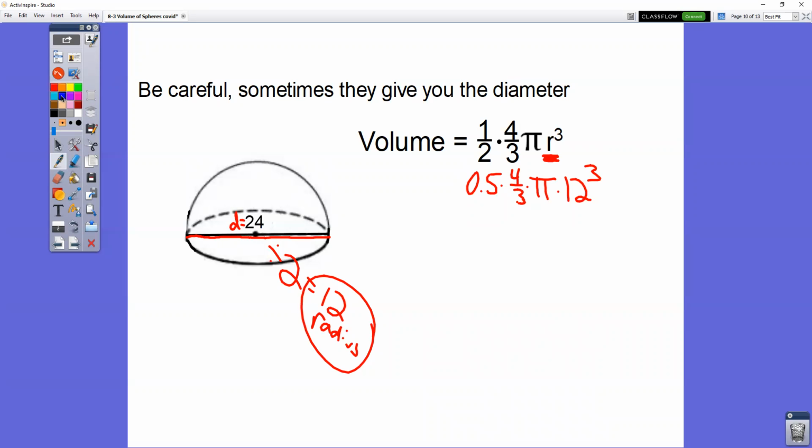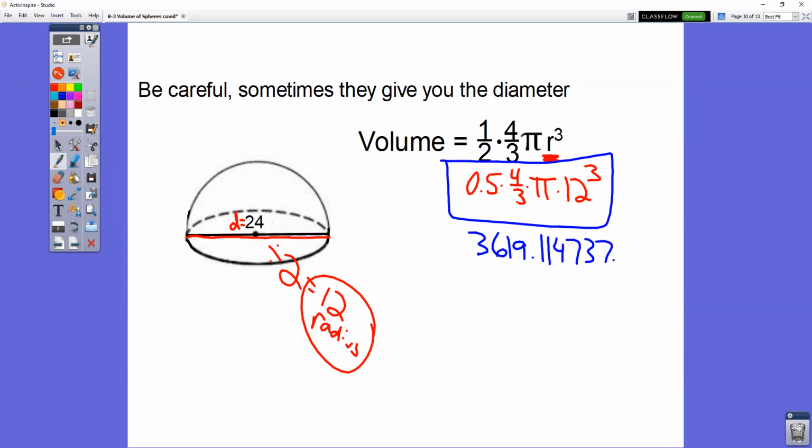If we were rounding to the nearest tenth, we're going to type in all 4 of those things into the calculator all at once, multiplying them together, and you get 3,619.114737, blah, blah, blah at the end. We're going to round to the nearest tenth. The 1 is in the tenths place. We have to look at the number after it. That is 4 or lower. So that means that this 1 stays the same. So we get 3,619.1.